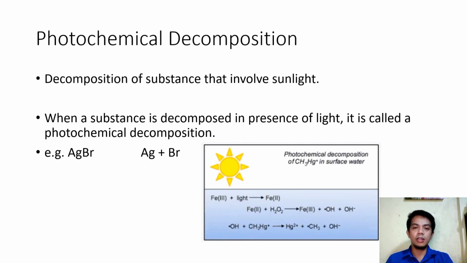The other one is the decomposition that involves sunlight, and it is called photochemical decomposition. The example for this is the decomposition of silver bromide. So this is the silver bromide. Silver bromide is a soft, pale yellow, water-insoluble salt well known for unusual sensitivity to light. When silver bromide is exposed to sunlight, it breaks down and produces silver and bromine.